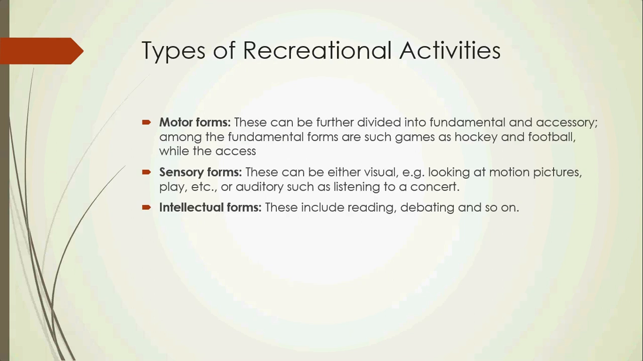What are the types of recreational activities? So motor, sensory, and intellectual. There are three forms. In motor forms, this can be further divided into fundamental and accessory. Among the fundamental forms are such games as hockey and football. Sensory, this can be either visual, for example, looking at a motion picture or play, etc., and auditory, such as listening to a concert. And intellectual form, this includes reading, debating, and so on.